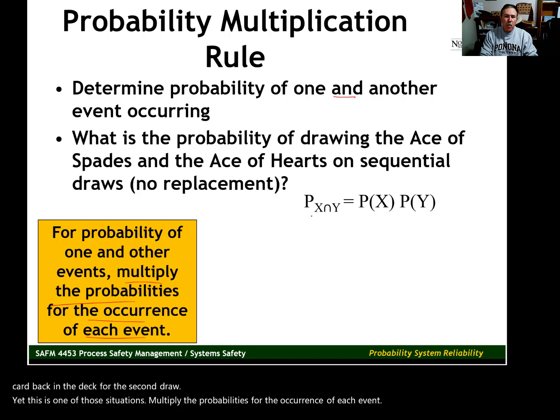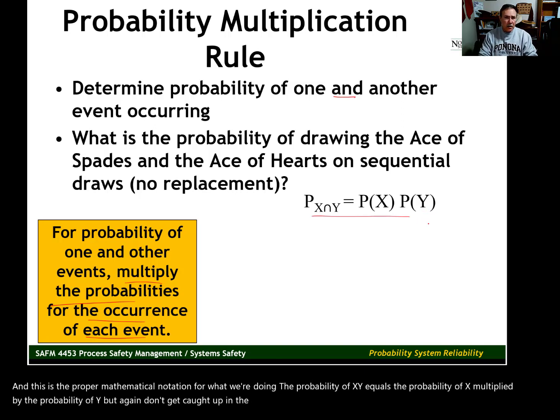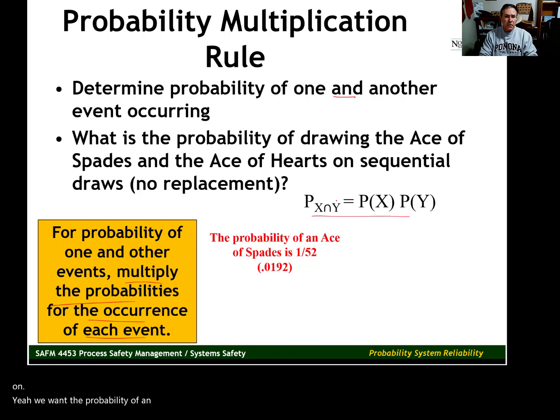And this is the proper mathematical notation for what we're doing. The probability of x and y equals the probability of x multiplied by the probability of y. But again, don't get caught up in the mathematical notation. Just understand what's going on. We want the probability of an Ace of Spades and the Ace of Hearts.